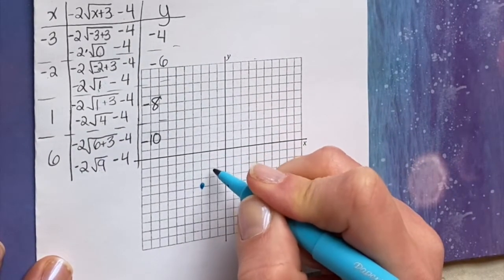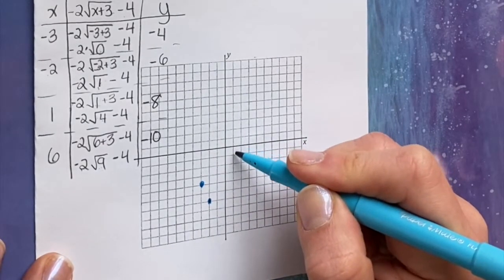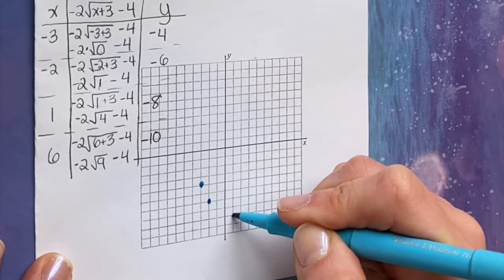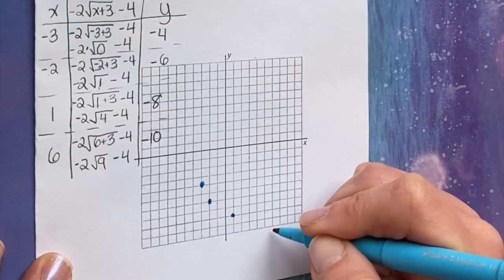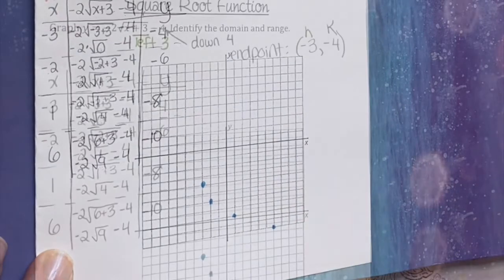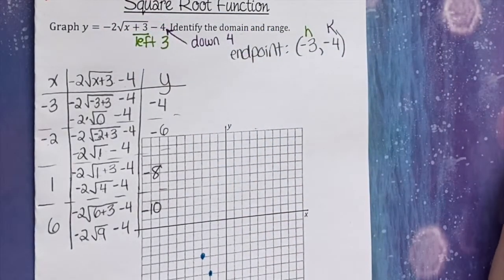Okay, -2, -6, 1, -8, 6, -10. So again, this is going down because of this negative. It is a reflection.